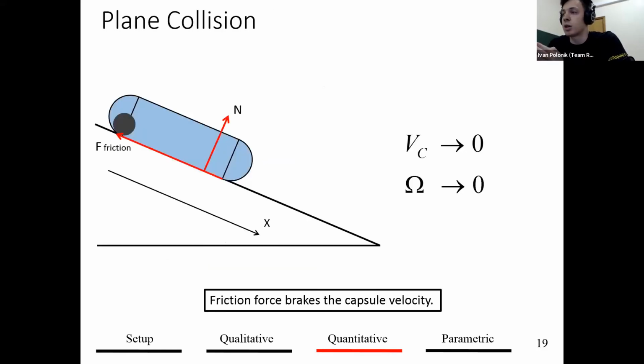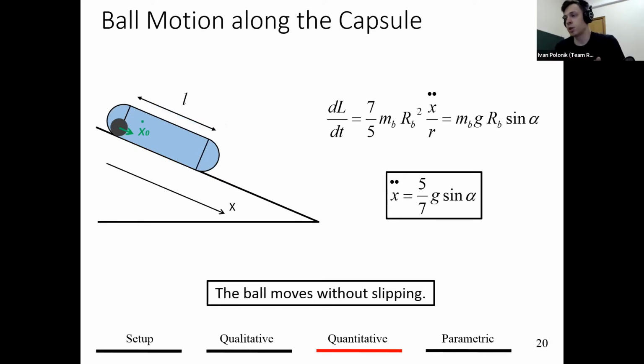Next, we go to the plane collision description. If you work with most planes, the capsule stops after collision, and so both angle and angular velocity of the capsule become equal to 0. Of course, with very elastic surfaces, it may not happen, and we can just talk about the case of elastic surfaces in the discussion. And the last thing we need to do is talk about how a ball moves on the capsule when the capsule stops. So we again write the torque equation and find that it goes down on the capsule with constant acceleration.